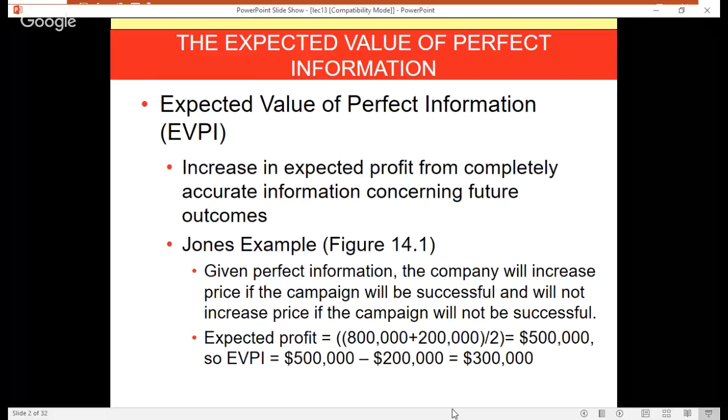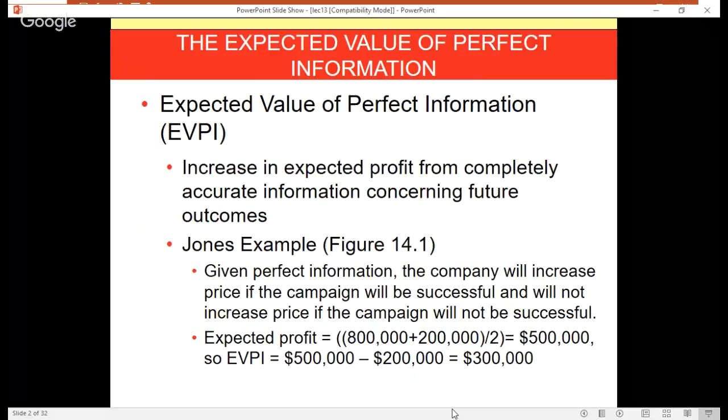That brings me to the following. What if I can pay somebody to give me a crystal ball that'll tell me whether the event is successful or not, or would be successful or not? How much would that crystal ball be worth to me? Right? And that brings us to the expected value of perfect information. If I knew, right, if the campaign would be successful or not, or if I could pay to find out if the campaign is successful or not, how much would it be worth to me?